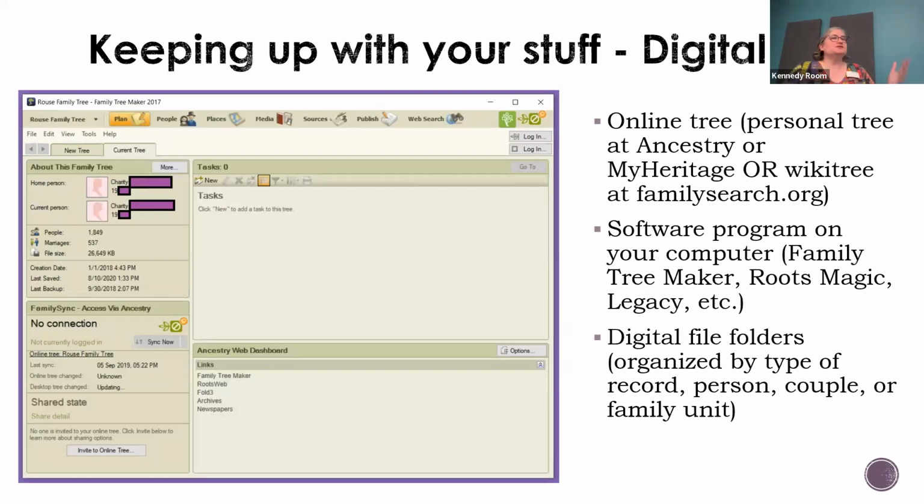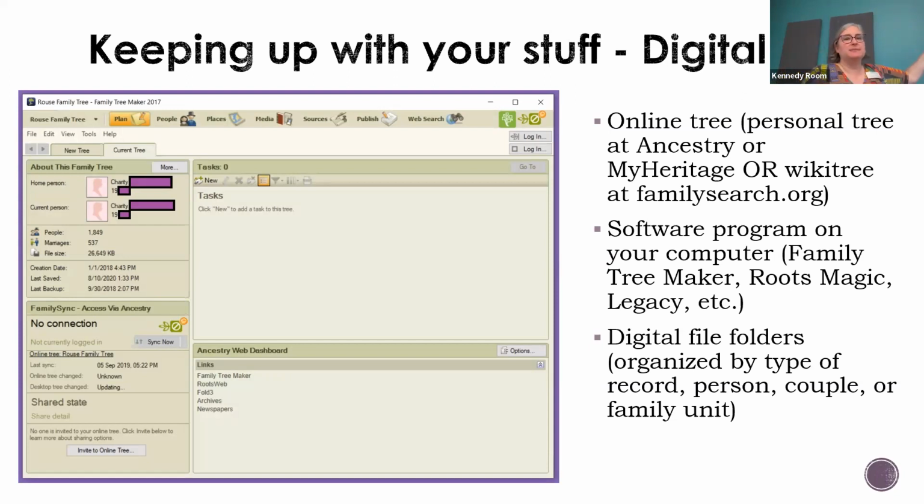Digitally, you can use online subscriptions like Ancestry. You can use the FamilySearch tree. Just know that on the FamilySearch tree, anyone who has an account can edit a deceased person's profile. So I wouldn't use that as a primary for specific things if you want to keep specific photos and things. Just my user feedback on that one.